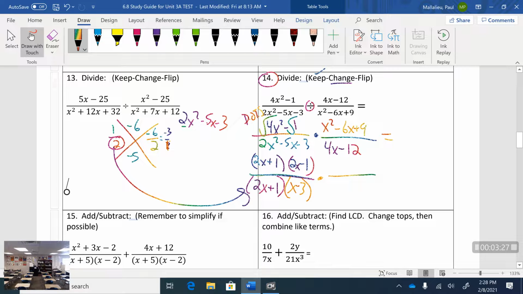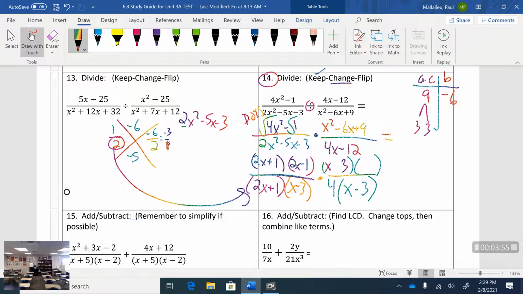The next fraction, we have a greatest common factor. So we take out a 4, meaning we divide the 4x by 4, so that's 1x, and divide 12 by 4, so that's 3. Then up top, that is going to be factored as well. So our b is negative 6, a times c is 9. So when we're looking at that, 3 and 3 should stand out to you. And if it doesn't, no worries. We're working our way through this. And then we need negative 6, so they're both negative.